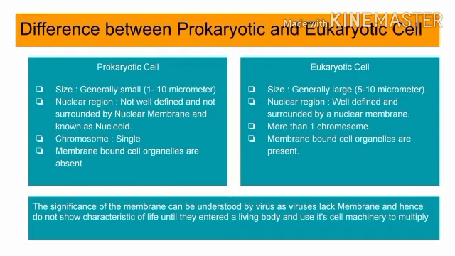Eukaryotic cells are generally large, that is 5 to 10 micrometers. The nucleus is well defined and surrounded by a nuclear membrane. Here more than one chromosome is found. And the last point is that membrane-bound cell organelles are present. Here is the important note: the significance of the membrane can be understood by viruses, which are virus-like and lack a membrane. Hence, they do not show characteristics of life until they enter a living body and use its cell machinery to multiply. In the next slide, we are going to study the diagram of both.